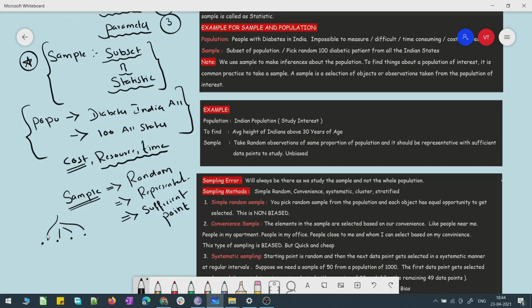And it should be unbiased. There is no bias to it, which means that I'm not giving any importance to one particular data point. I'm giving equal importance to all the data points that I have here. So it's a must that the sample should be random in nature, and then it should be representative.